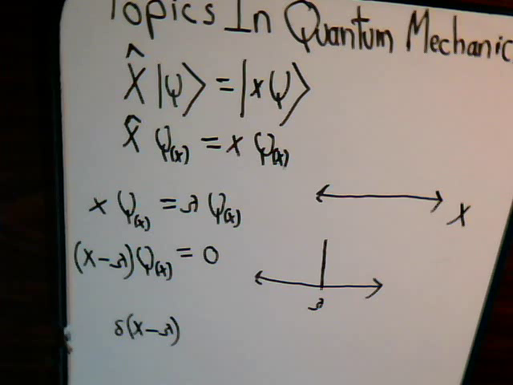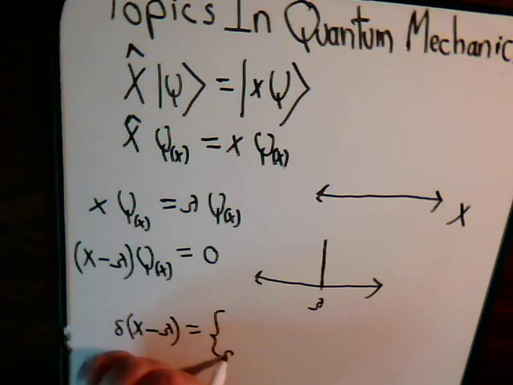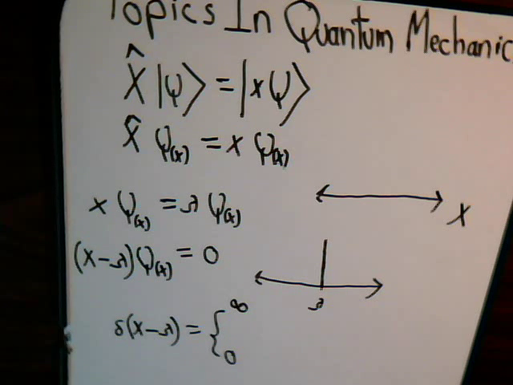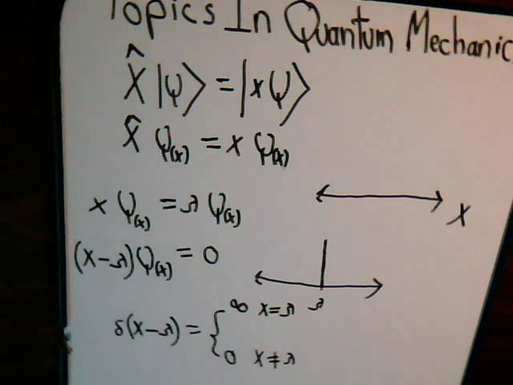And that equals 0 or infinity. It equals 0 if x is not equal to lambda, and it equals infinity when x equals lambda. And again, what kind of function looks like that? That's sort of what Dirac made up, this basic definition here, which in turn fulfills these properties.